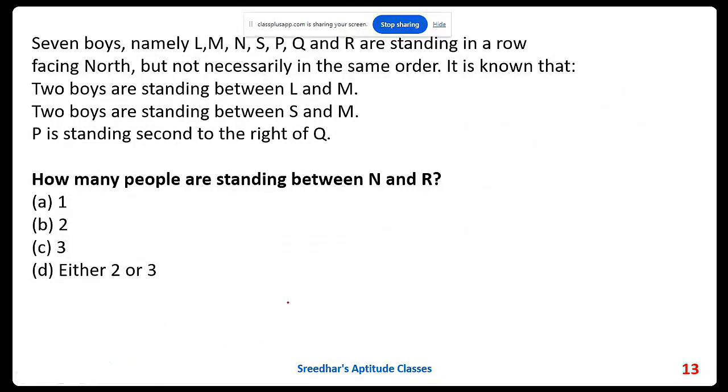Next one. Again, seating arrangement questions. Row arrangement facing north.